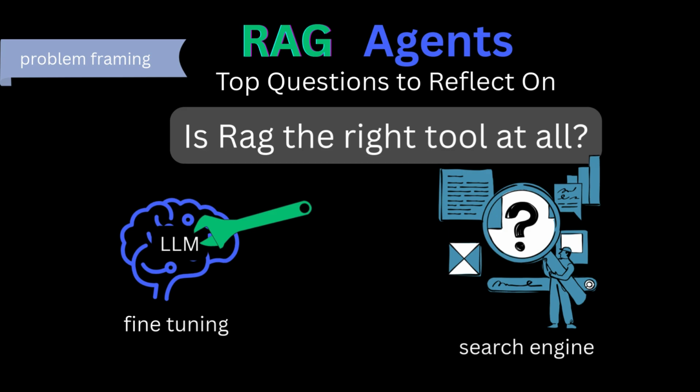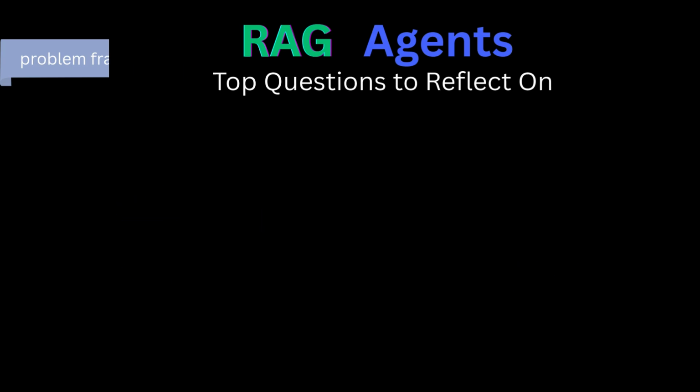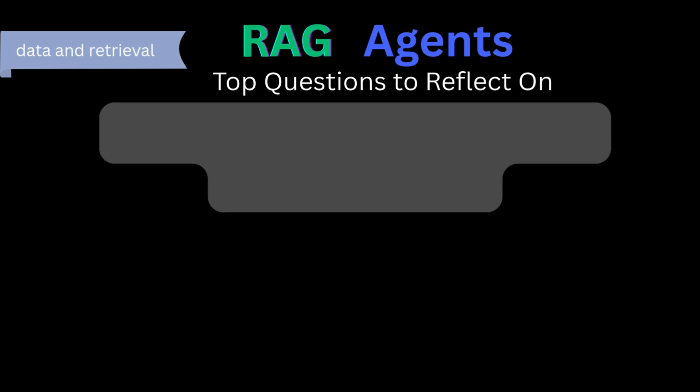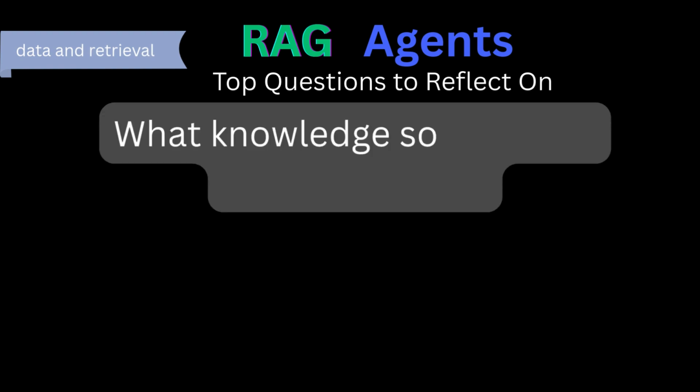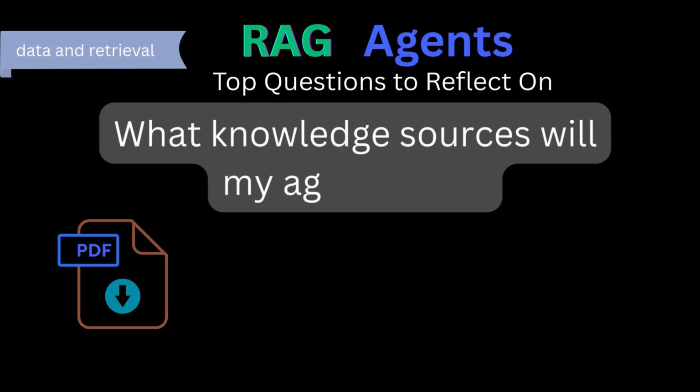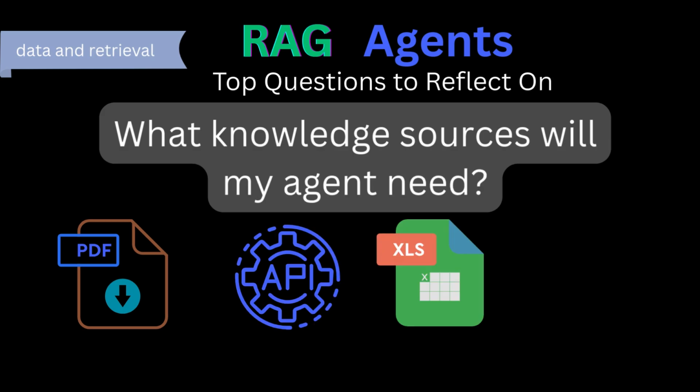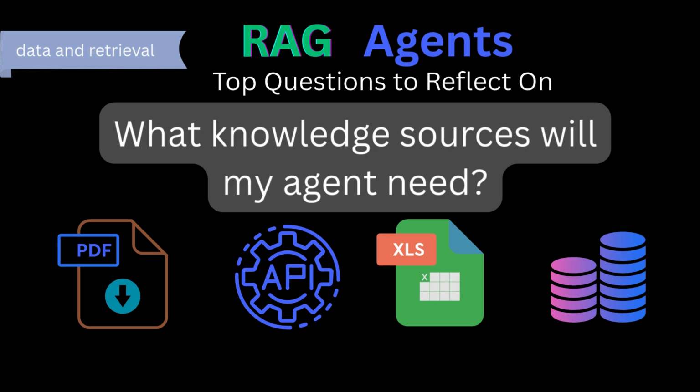Once the problem is clear, I move to data and retrieval. I ask, what knowledge sources will my agent need? Am I pulling from PDFs, APIs, spreadsheets, or live databases? Let's take a financial example. If I'm building a tool for analysts, my sources might include company filings, earnings call transcripts, and stock market APIs.